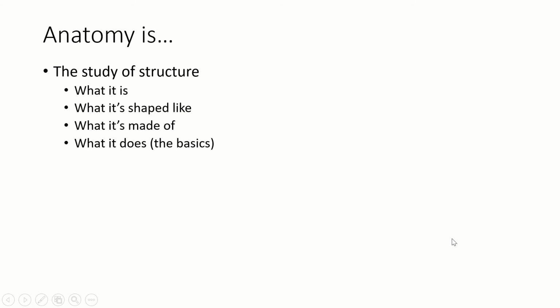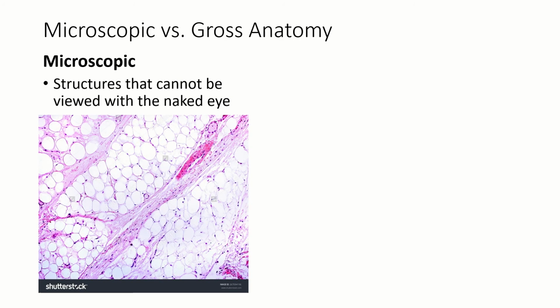So in this class, we're just going to talk about what things do, just enough so that we can understand what they are, because form and function, of course, always go together. So let's start off with the main difference that we're going to talk about, and that is microscopic anatomy versus gross anatomy. Microscopic anatomy is the structures that cannot be seen with the naked eye. So we need to use a microscope, hence microscopic.